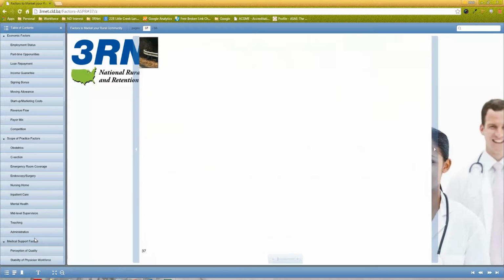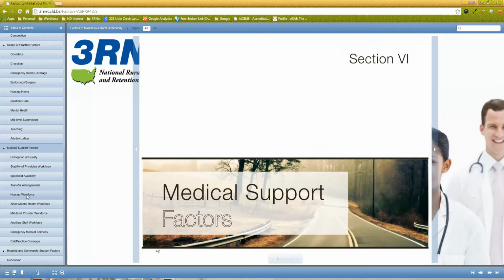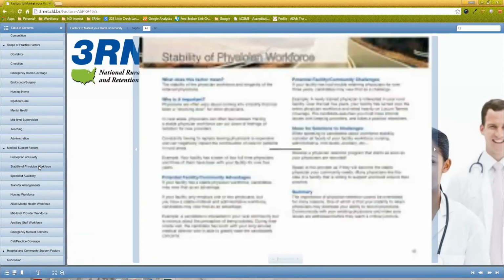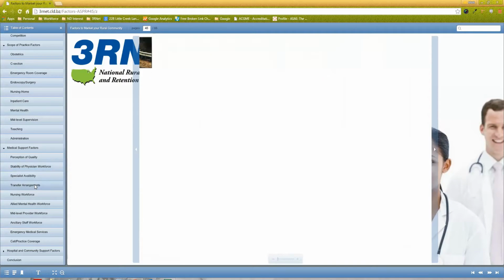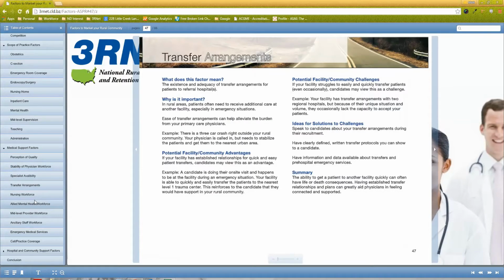The fourth out of the 5 classes of factors is the medical support factors. So we can look at things like stability of physician workforce, transfer arrangements, and again, this gets into some of the things that your communities might not be thinking of as potential challenges, or potential advantages that they want to market to providers. But just taking something like transfer arrangements, we all know that one of the biggest things for recruiting providers out to a rural area is fighting that feeling of isolation.